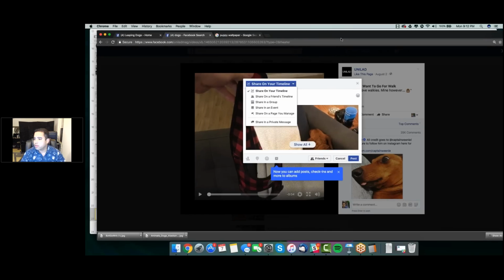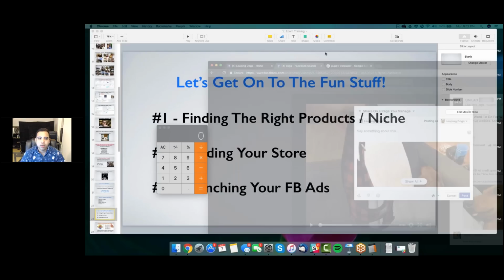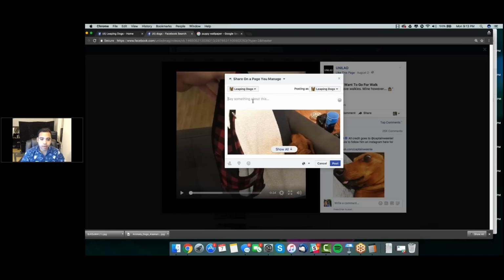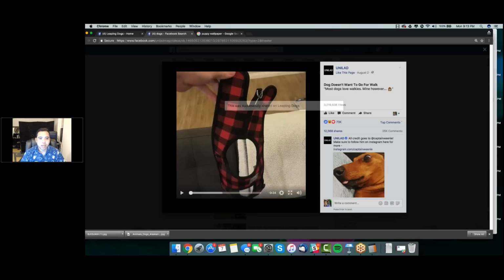So once we click on that, it's going to look like this. Share on a page you manage, and I'm going to grab my Leaping Dogs. It's going to look like this, and then I'm going to say something like, take a look at this dog that does not want to go on a walk. Okay, and we're going to post that. And we're just going to do another one, just real quickly. Boom, done. Now it's shared. Then we're going to do one more.